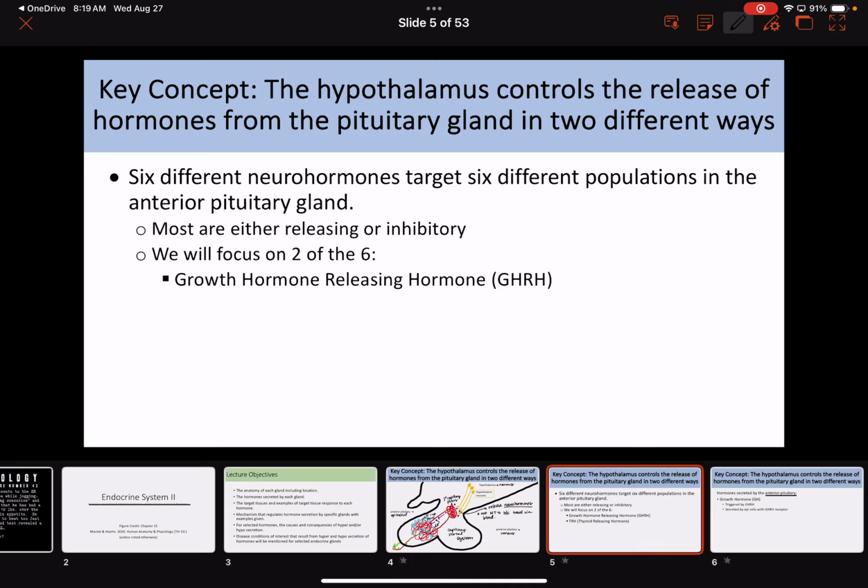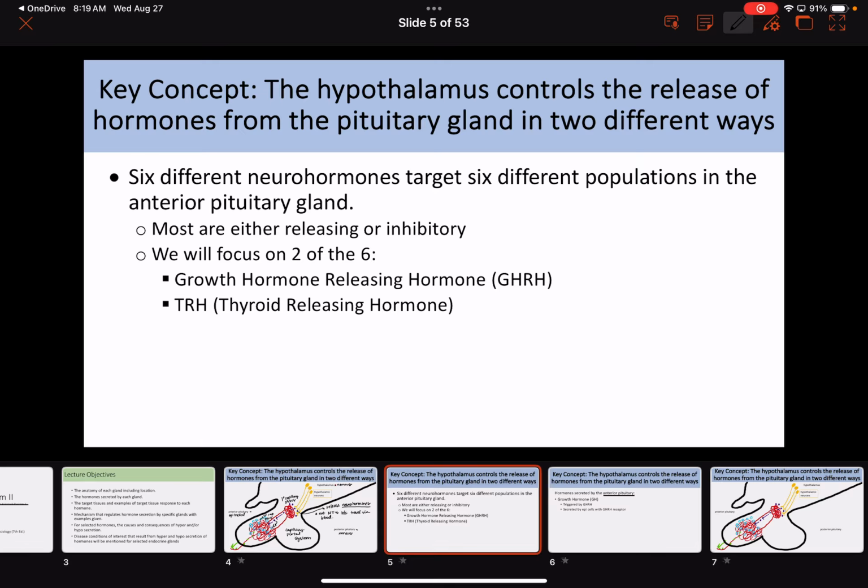We're going to talk about growth hormone releasing hormone. This is a neurohormone from the hypothalamus. It causes the release of growth hormone. And then thyroid releasing hormone. Thyroid releasing hormone doesn't cause the release of thyroid hormone. It actually causes the release of something called thyroid stimulating hormone, and then that causes the release of thyroid hormone. So we'll talk about that as well. Any questions about that? Okay.